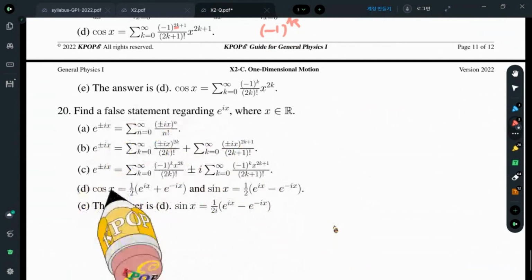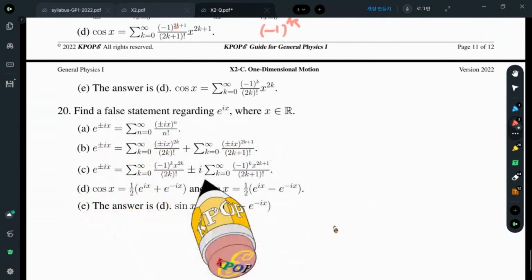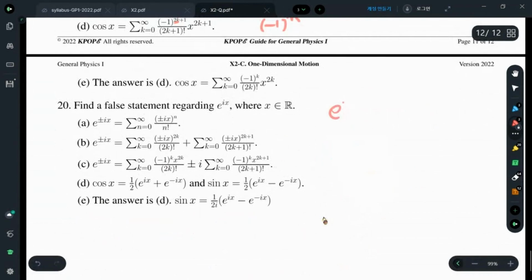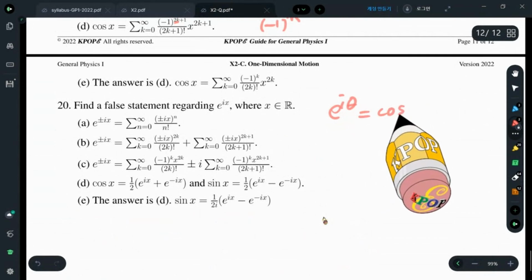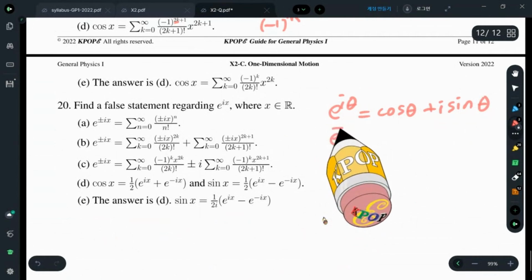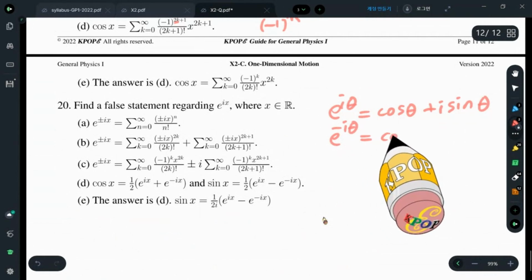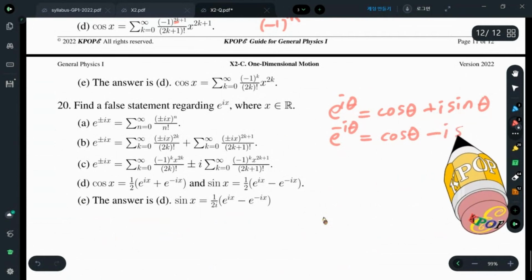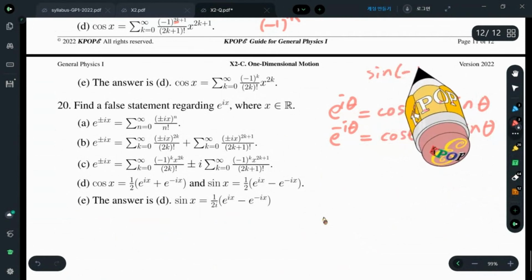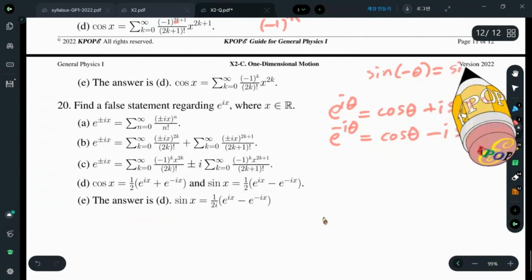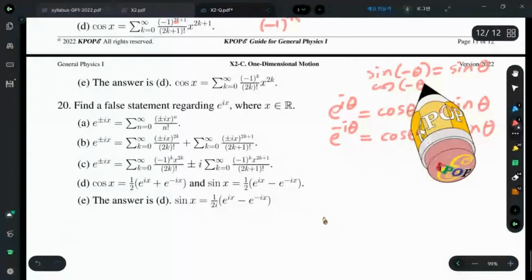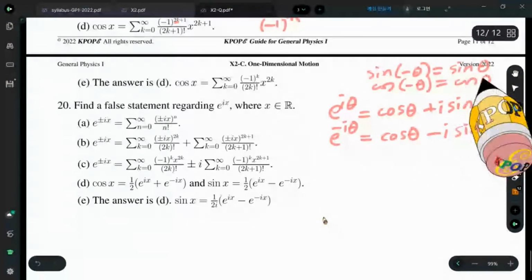All right. These I have already explained. Let's see. e to the i theta is now cosine theta plus i sine theta. And e to the minus i theta equals cosine theta minus i sine theta. Because sine is an odd function, sine minus theta equals minus sine theta. Cosine is an even function, cosine minus theta is cosine theta.